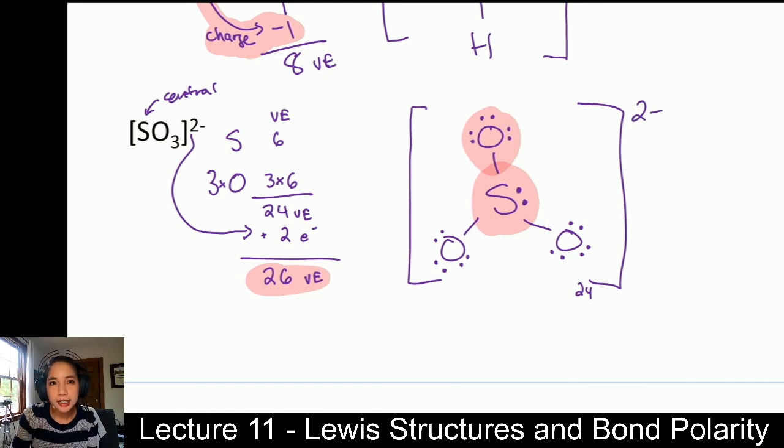I'll post a handout a little later to help you practice doing the steps for making Lewis structures for different compounds.